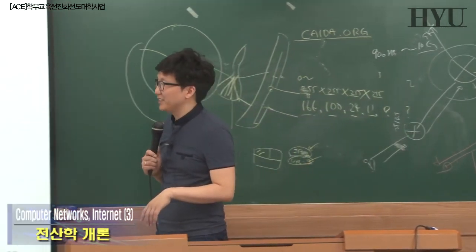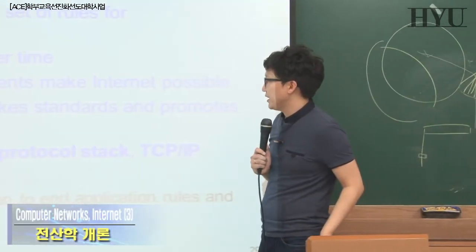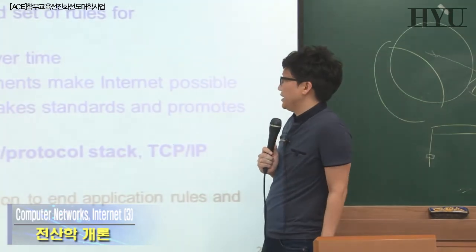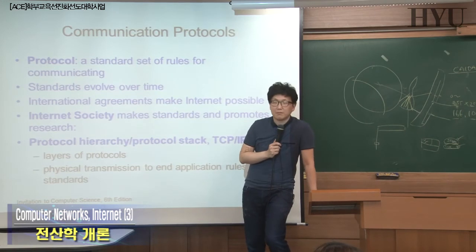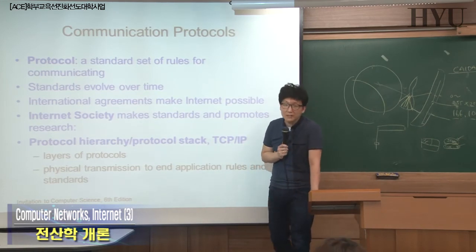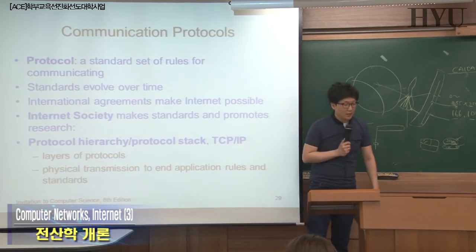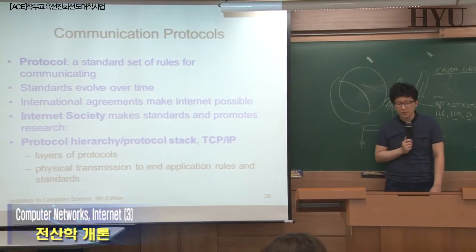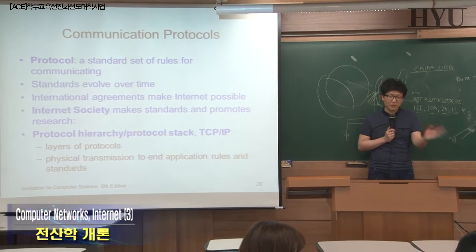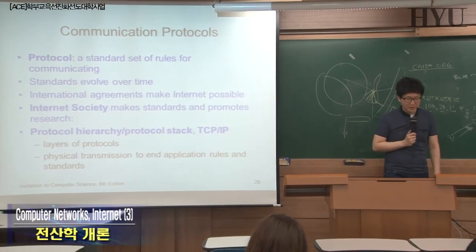Anyway, the Internet Society makes up rules. Protocol hierarchy and protocol stacks, like with TCP and IP. I know this is a bit difficult. If you plan to take a computer networks course, they explain it better. TCP is another layer of protocol for reliable data transfer. It's okay. 이거 좀 어려워요. I'm going to skip this part.